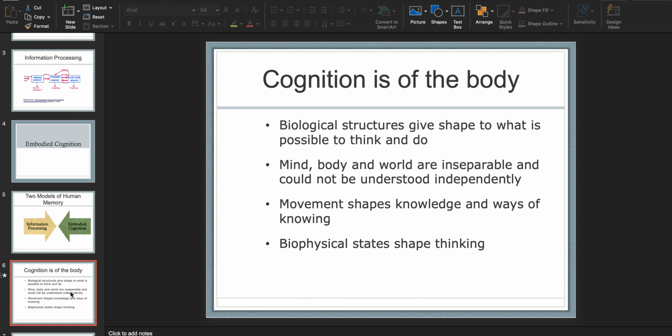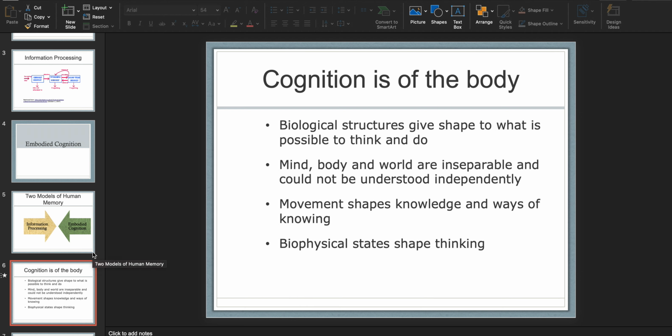And there are lots of different strands that this can take. One, rooted more in biology, is biological structures: cells, organelles, the structure of our brain. Those things give shape to what is possible to think and do. If we had different structures, we would see things in very different ways and move about the world in a very different way. Here the idea is that biology determines what it is possible to think and do. That's not a strand that's really explored too much in educational psychology.